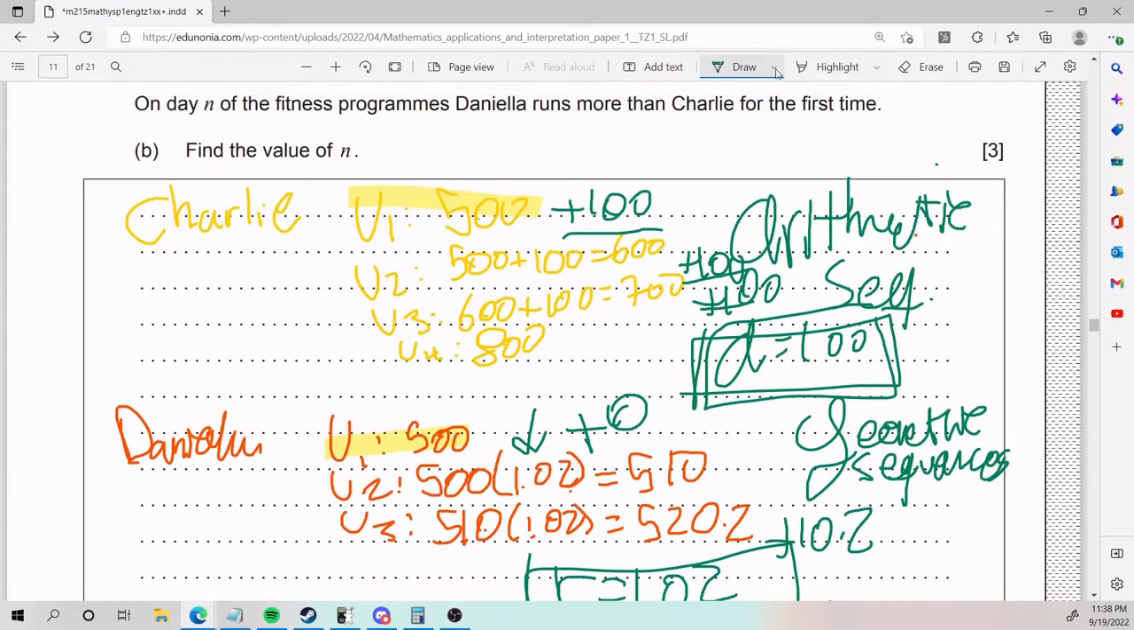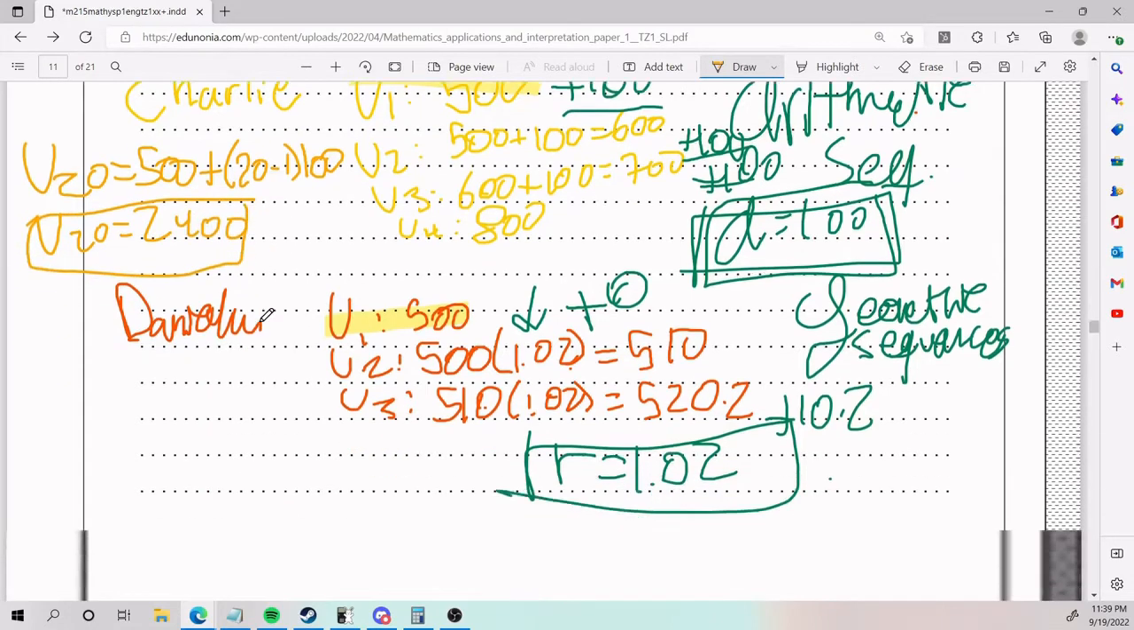Again, we're going to go with Charlie first. We have U20 equals U1, which is 500, plus n, which in this case is 20, so 20 minus 1, times 100. If we go ahead and solve that, we're going to end up with U20 being equal to 2,400. Trust me, you can use your calculator.